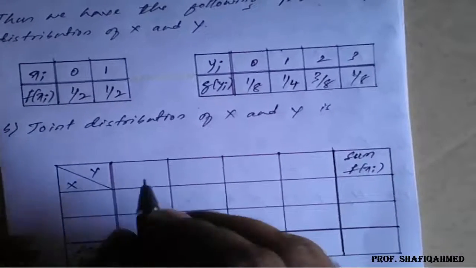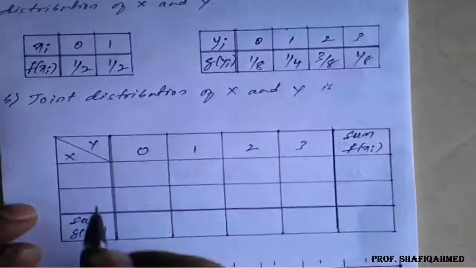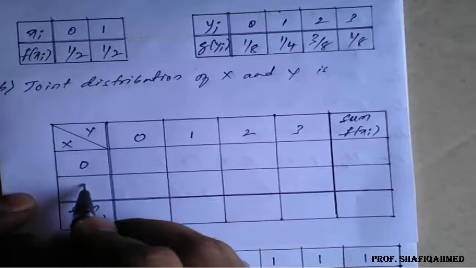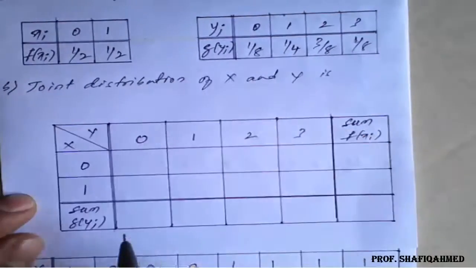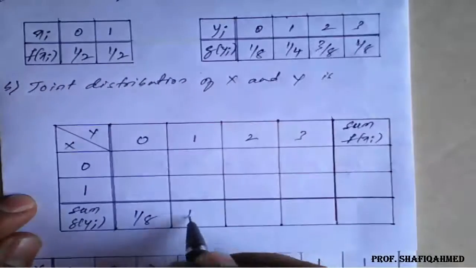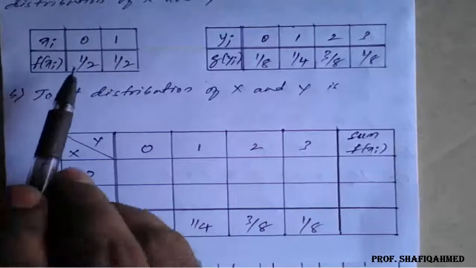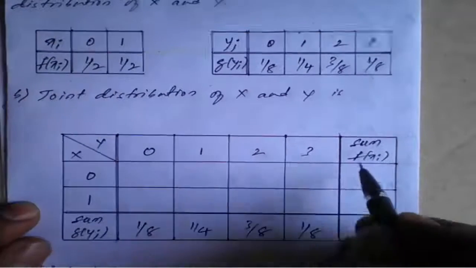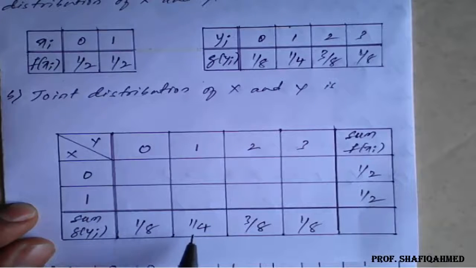So y values are taking 0, 1, 2, 3. X values are only 0 and 1. Then the respective marginal values: I will write here 1 by 8, 1 by 4, 3 by 8, 1 by 8. Similarly, for x values 0 and 1, it is 1 by 2 and 1 by 2. You check 1 by 8, 1 by 4, 3 by 8. So here it is 2 by 8 actually. So 1 plus 2 is 3, 3 plus 3 is 6.